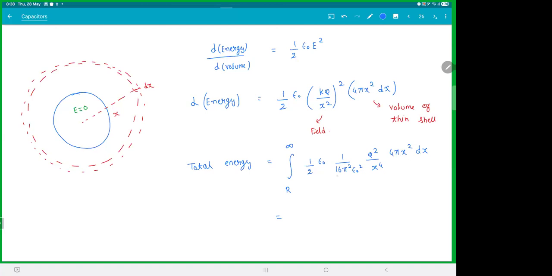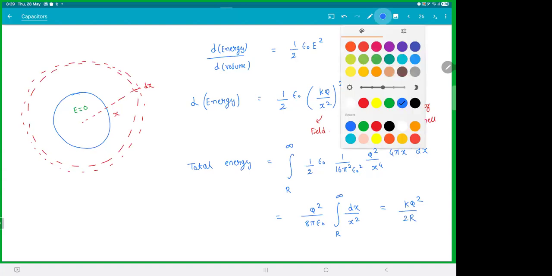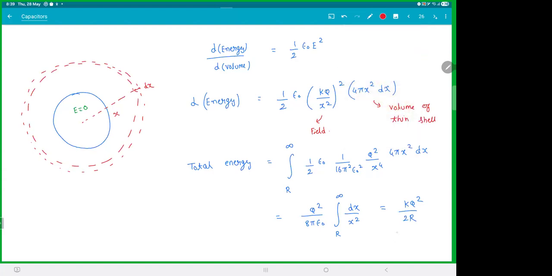So that 4, 16 will cancel. That is 4, that will give 8. 1 4 pi epsilon will cancel. You'll get q square by 8 pi epsilon, that would be dx by x square from r to infinity. This will be like 1 by r. So you'll get kq square by 2r. Anyone remember what this is? This is your self energy, isn't it? This is the self energy of a hollow shell. So this term we got is the self energy, which we derived in electrostatics.